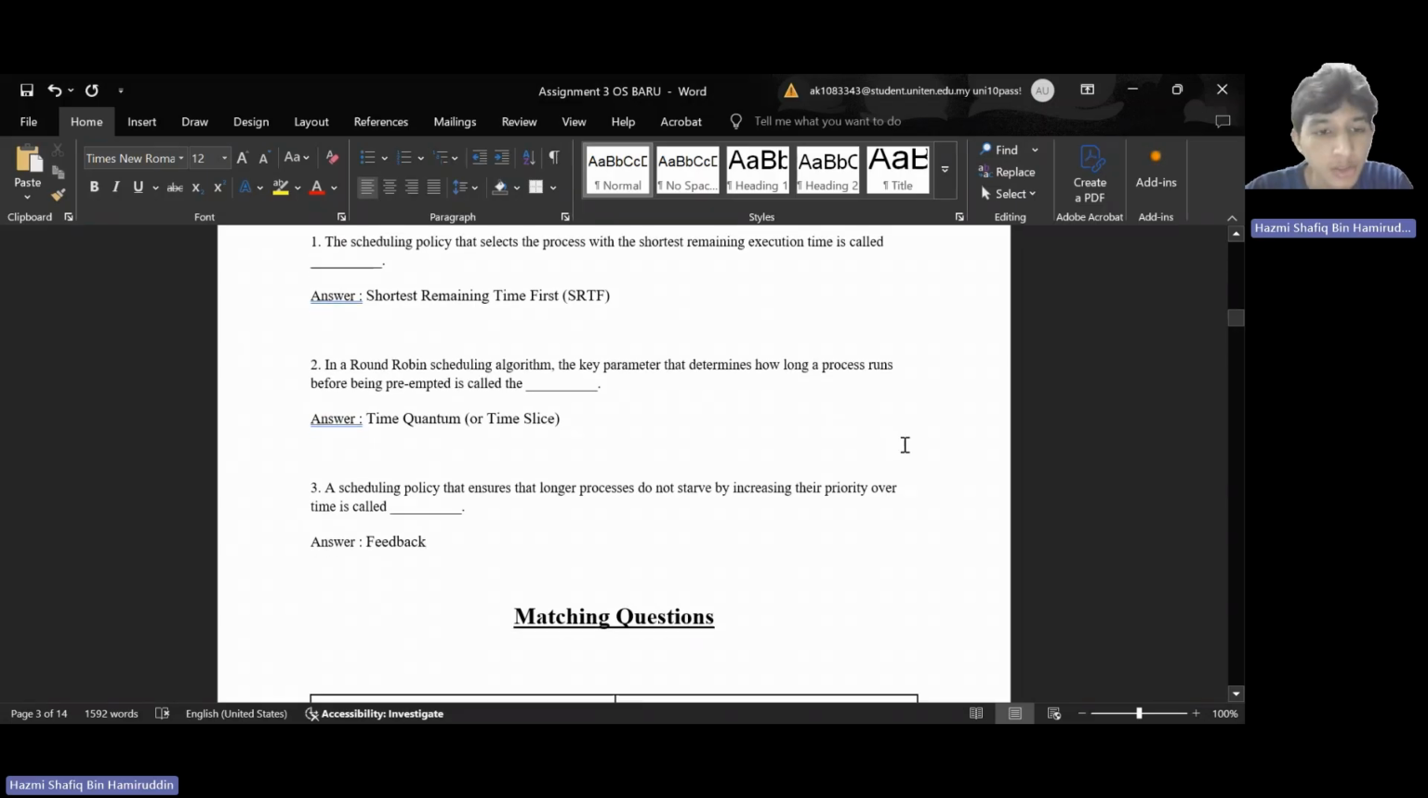The blanks question number 3, a scheduling policy that ensures that longer processes do not starve by increasing their priority over time is called feedback. For the matching question, FCFS matches with processes are executed in order of arrival. Round robin matches with uses a time quantum for preemptive scheduling. SPN matches with selects the process with shorter service time. HRRN matches with selects process based on highest response ratio. Feedback matches with uses dynamic priority adjustment.